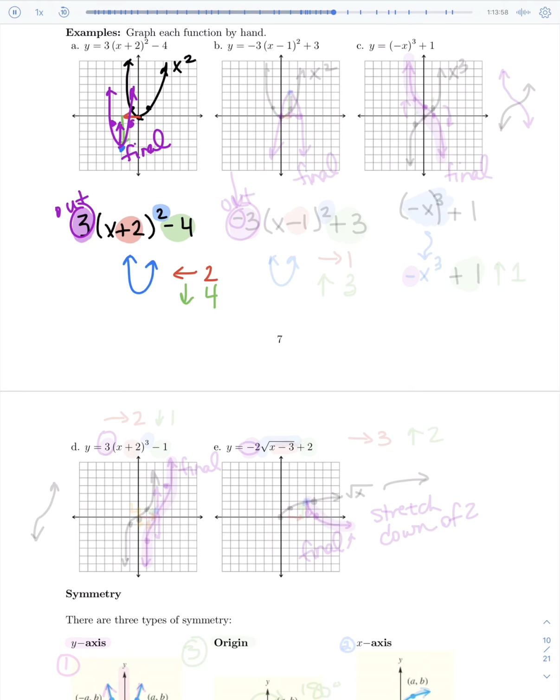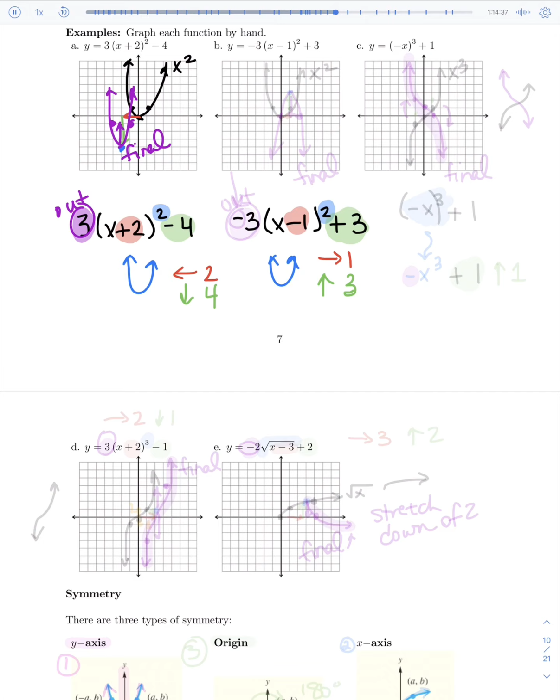Let's take a look at B. And B is something very similar. We have −3(x − 1)² + 3. So again, because we have something that's squared, we're going to be talking about our U-shaped parabola. Because we have a minus 1 on the inside, we're actually going to be shifting to the right 1. The plus 3 on the outside tells us that we're going to be shifting up 3. Because it's on the outside, it's going to tell us up or down.